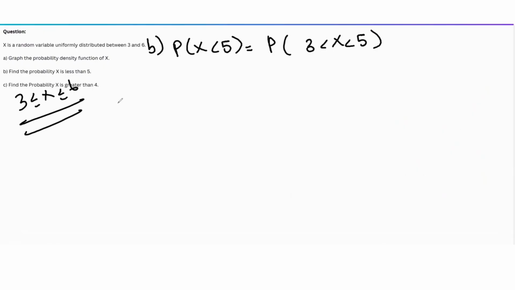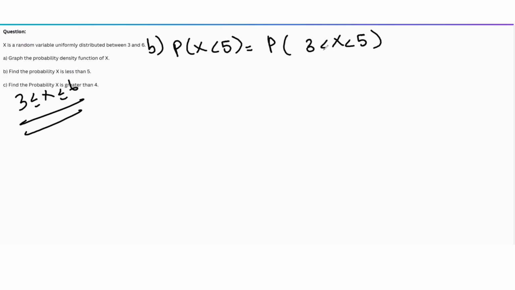Okay, let's look at part B. Find the probability that x is less than 5. We can answer any probability question using the PDF, because area under the PDF gives us probability, and we can find the area under the curve using integrals. I can rewrite this as the probability that x is between 3 and 5. Why? Because, as we discussed, it only takes values between 3 and 6, where the PDF is non-zero. So it's important to keep in mind the universe over which your random variable is defined, because then we can be more precise about the probability we want.